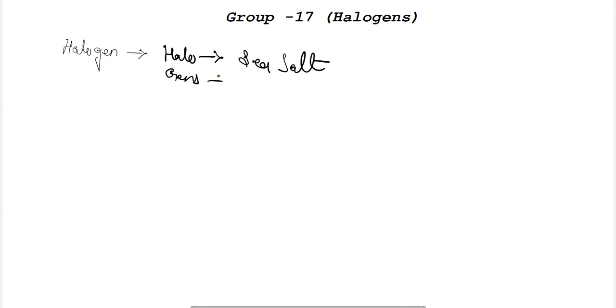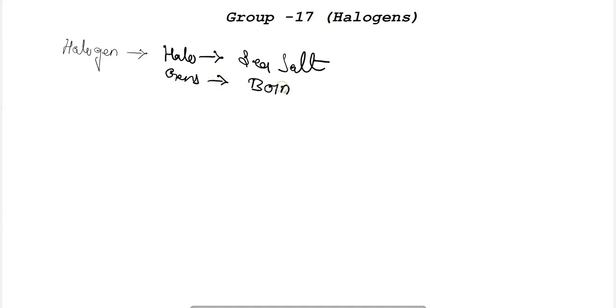Welcome students. Let's continue with the group 17 elements, which are also called halogens, where halo is a Greek word which means sea salt and gens means born. So it means the elements which produce salts. Halogen stands for halo, that means sea salt in the Greek language, and gens means born.